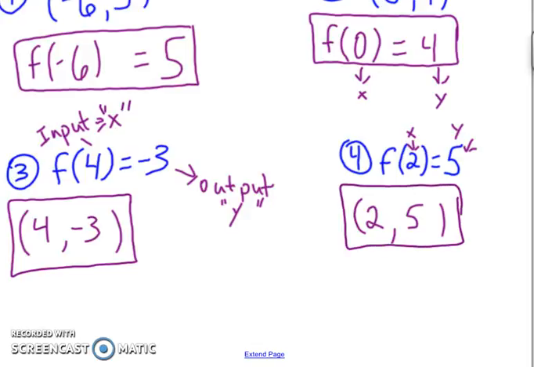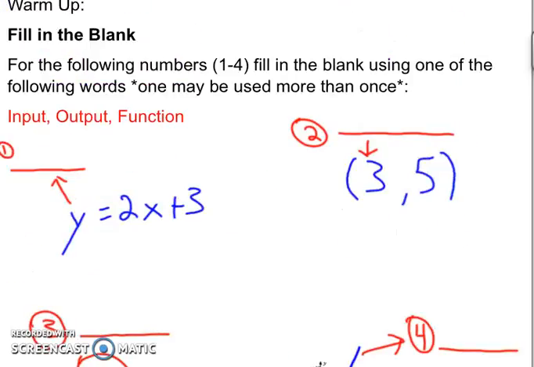Now going back to the warm-up, hopefully now if given any piece of any form of a function, you'd be able to label an input, an output, and the function itself. So if I were to re-venture back to my warm-up, we've already filled out most of this. Number 1, y equals 2x plus 3. That is a function, that's an equation. They're asking for what y is. Y, we just talked about, is my output.